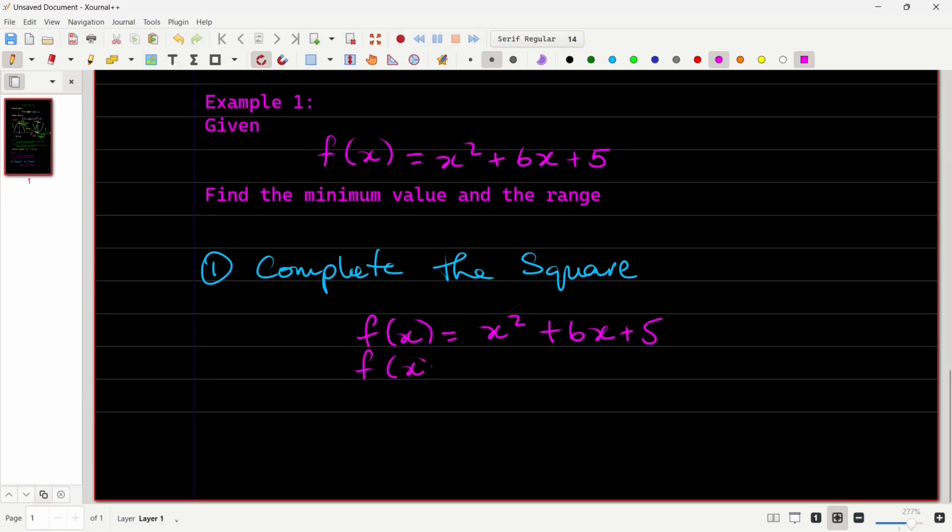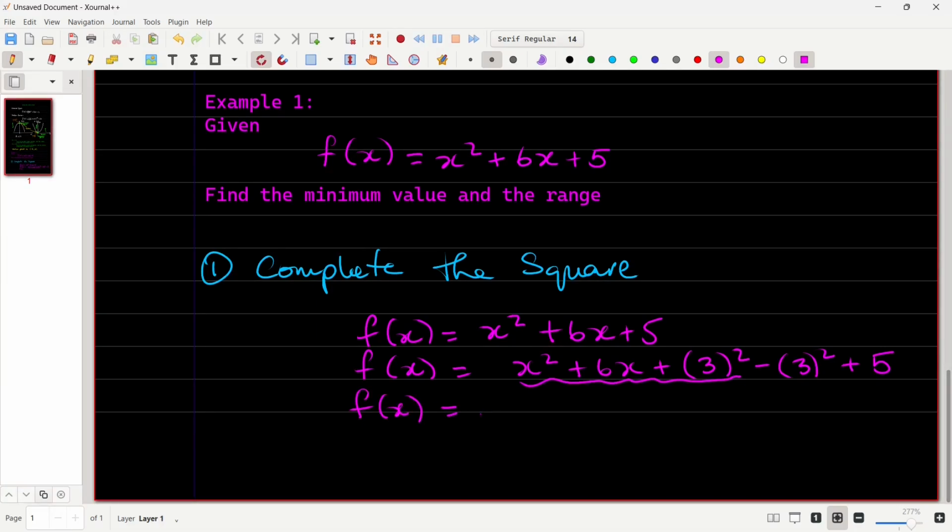So f of x would be equal to, open bracket, x squared plus 6x plus, open bracket, 3 squared, minus, open bracket, 3 squared, close bracket, plus, well, I don't need a bracket because a is 1, so I have 5 there. This here is my perfect square. So f of x would be equal to x plus 3 squared, and then this here is negative 9. Negative 9 plus 5 is negative 4. All right, so that's the first step finished.